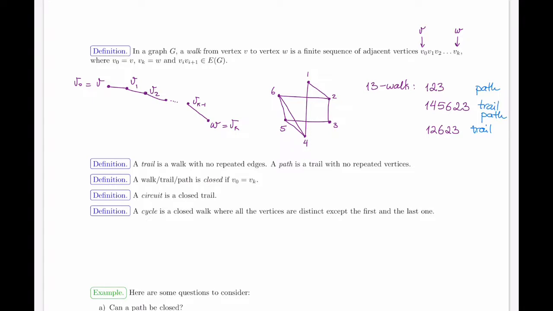Now, a few other things here. A walk or trail or path is called closed if the first vertex is the same as the last one. Okay, so the definitions are exactly the same, but if we also have the edge connecting the first to the last vertex, that's what makes it closed. I went all the way around and came back to my original vertex. That would make for a closed walk or closed trail or closed path, depending on whether or not I repeated edges or vertices along the way.